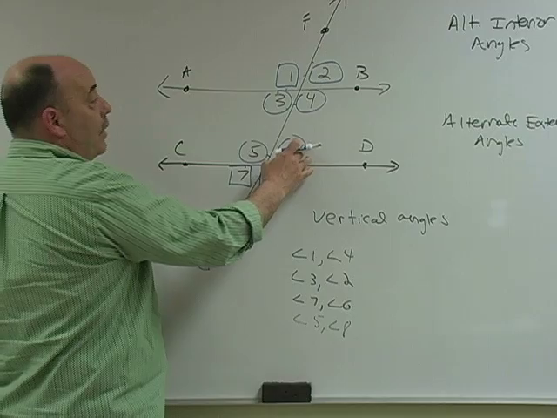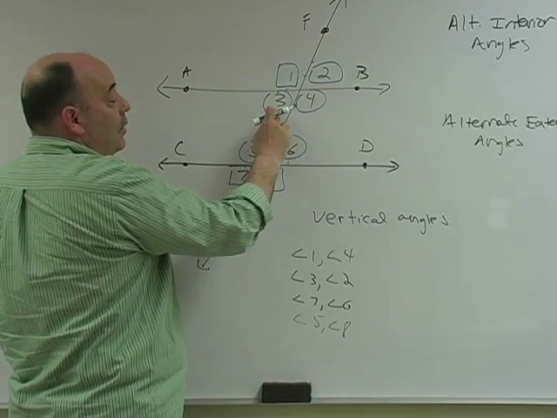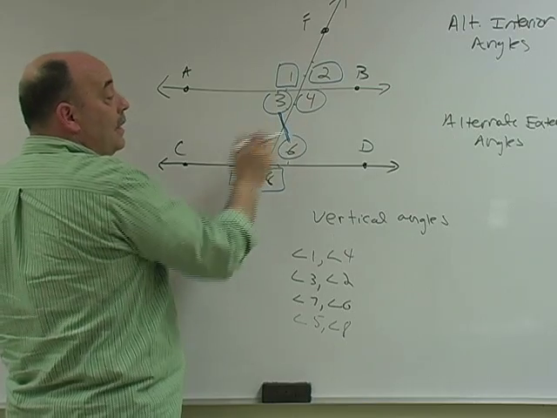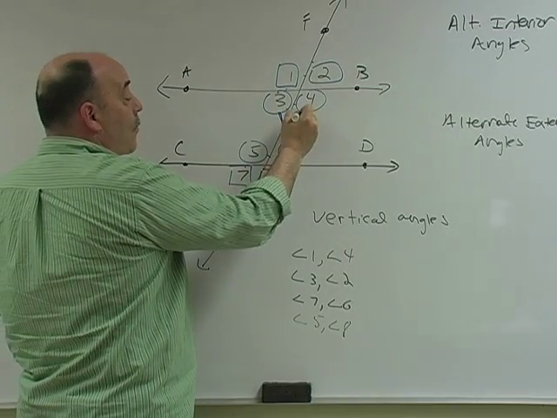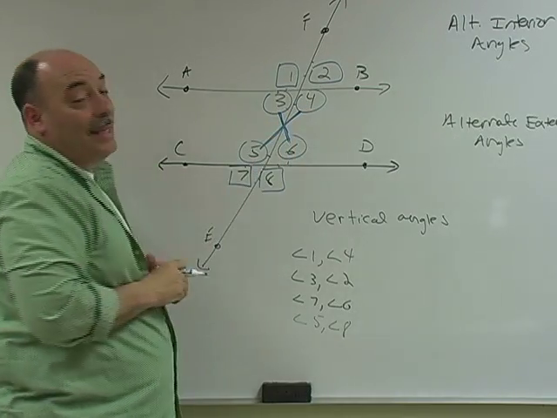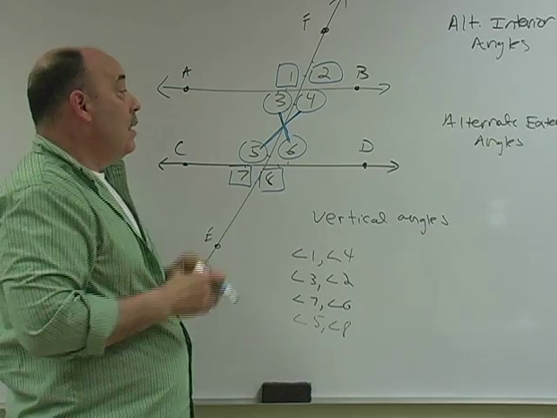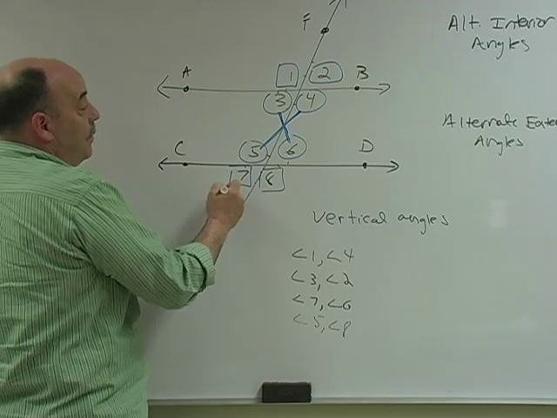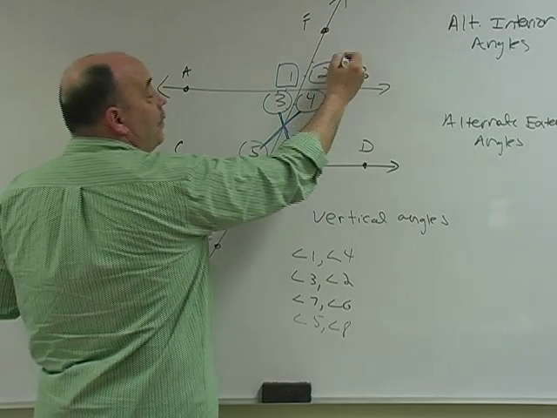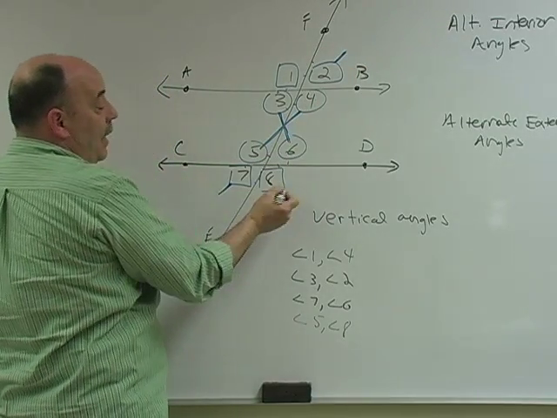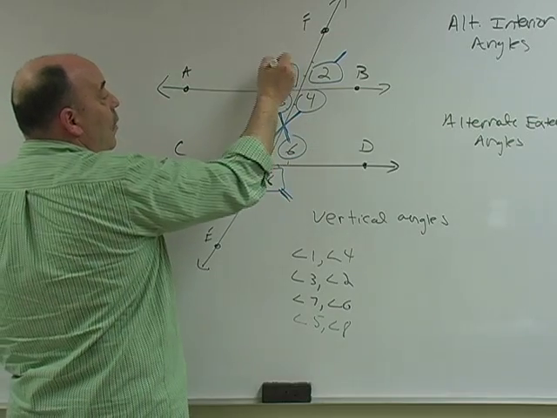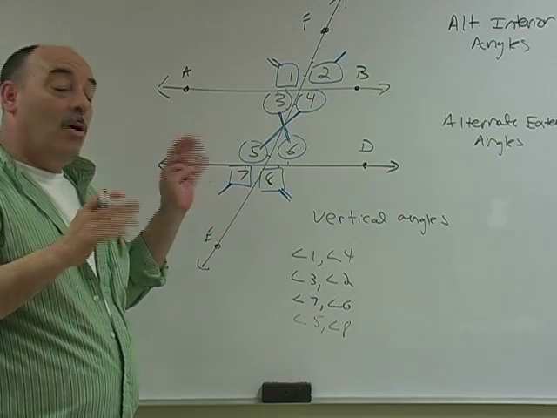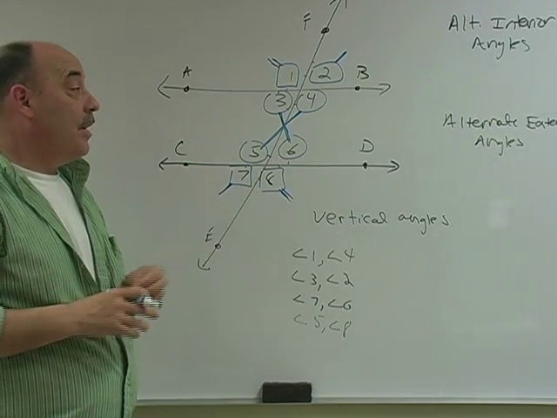And in this particular case, for alternate interior, angles 3 and 6 are opposite or alternate interior. And angles 4 and 5 are alternate interior. Then we move to the exterior. If you look at angle number 7, the opposite of 7 would be 2. And the opposite of 8 here would be 1. These are opposite or alternate exterior angles.